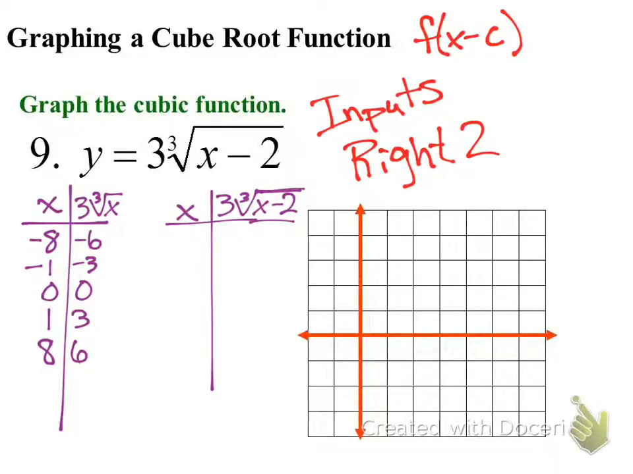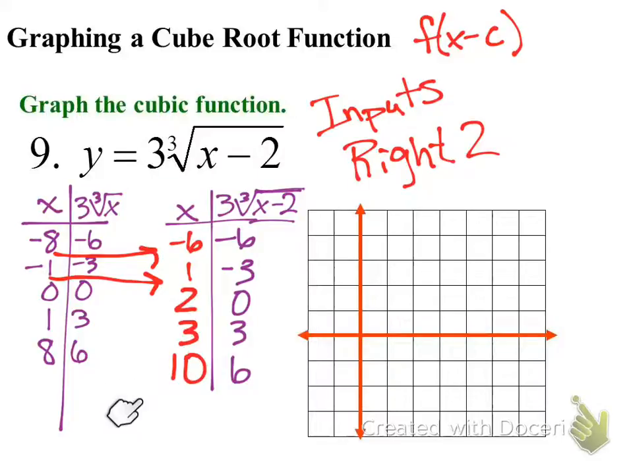So the outputs don't change. They stay -6, -3, 0, 3, 6. It is strictly the inputs that will move right 2. You've got to figure out, moving right, is that a positive or negative direction? It's a positive direction, so I'm going to add 2 to all the inputs. So -8 plus 2 is -6. -1 plus 2. Again, I've got some big numbers, so I'm going to change my increments to be 2.